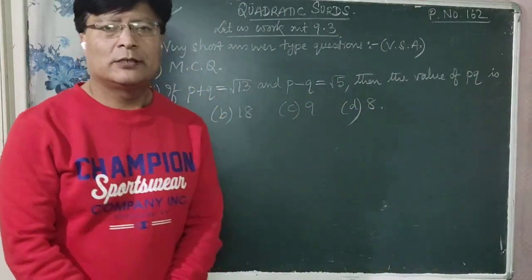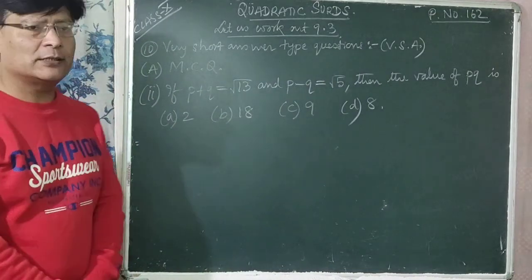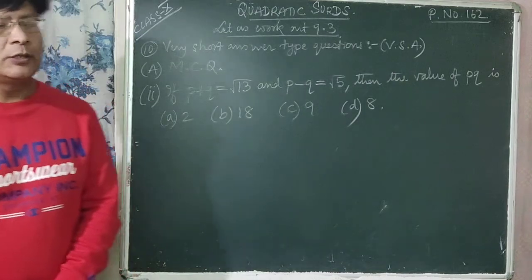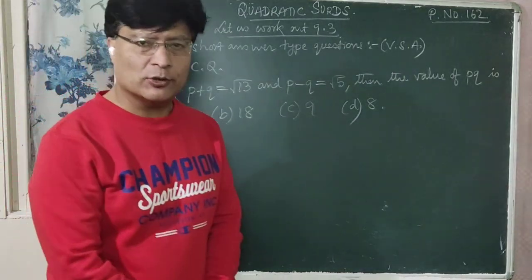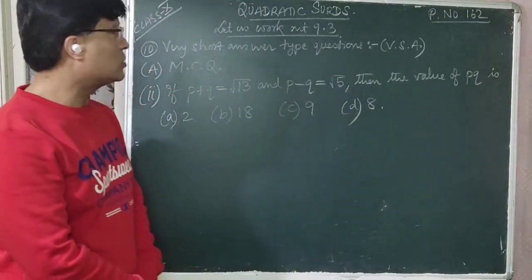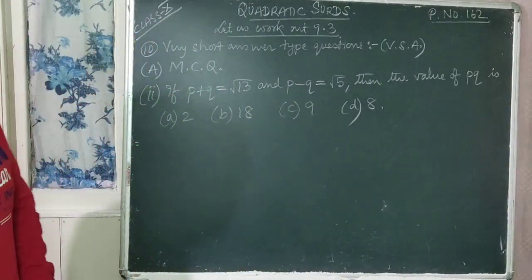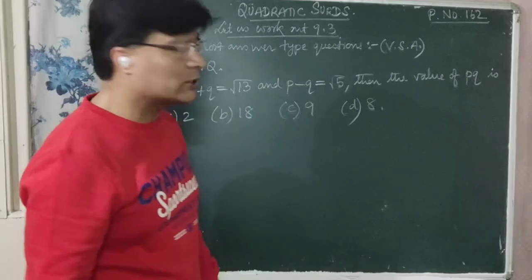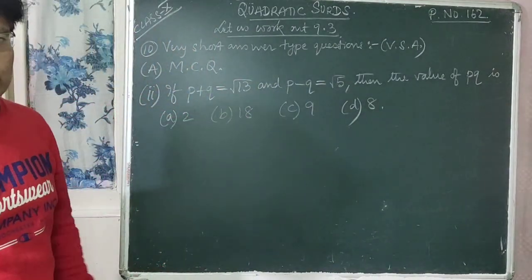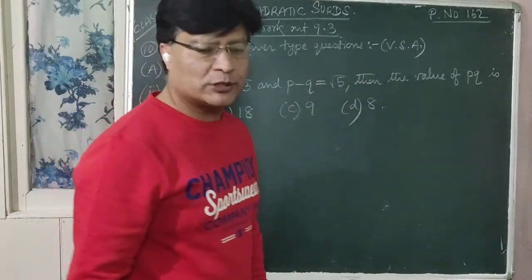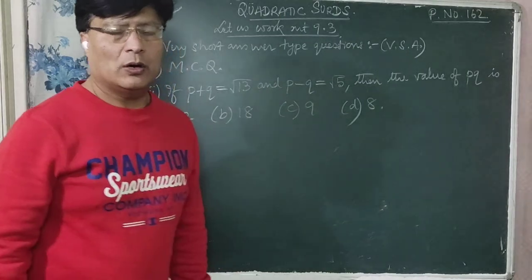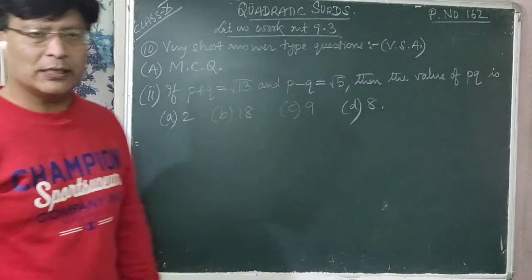Good morning students. So today I am doing class for class 10. The topic is quadratic surds. In the last online class also we were doing the same topic, that is quadratic surds. So let us work out exercise 9.3, that is page number 162. The book used here is Ganit Prakash for class 10 by West Bengal Board of Secondary Education.